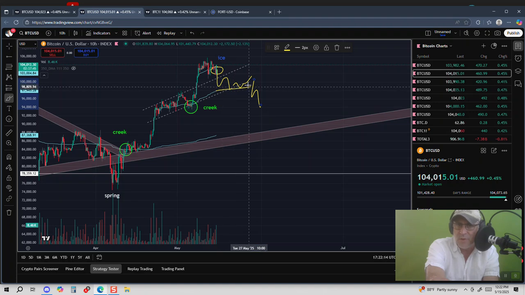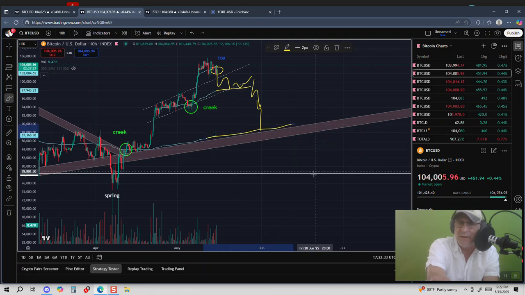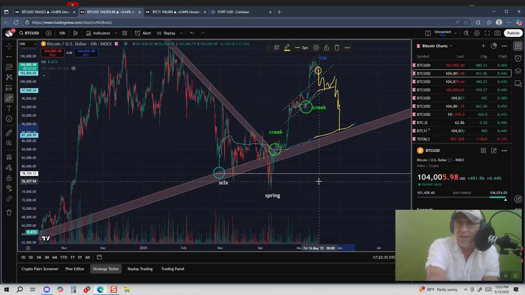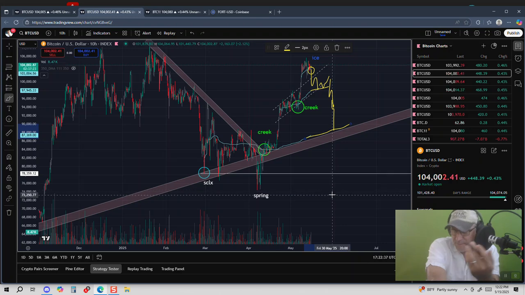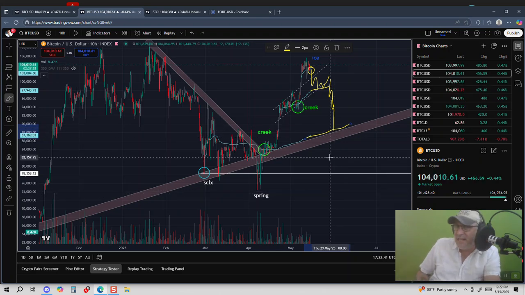If we're able to bounce off this first creek here, or rather, this would be the second creek. This would be the first creek. If we fall through the ice, the creek turns into ice, then we could be coming back down to retest this macro trend support line where this first creek line runs parallel like this, and so that's something that is possible, and that would retest the lows back down in the 80s.